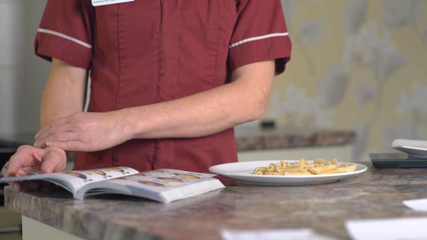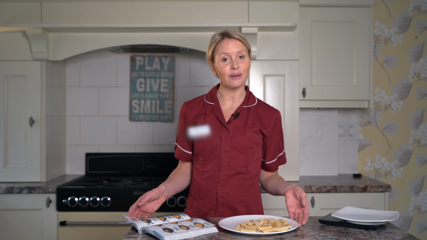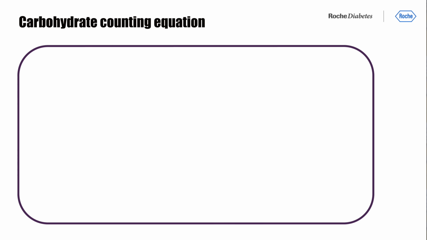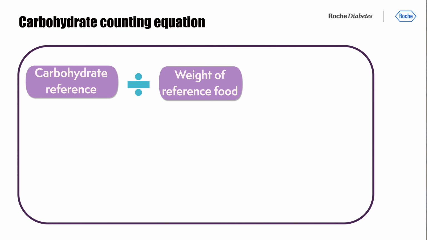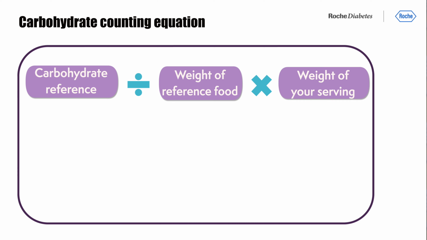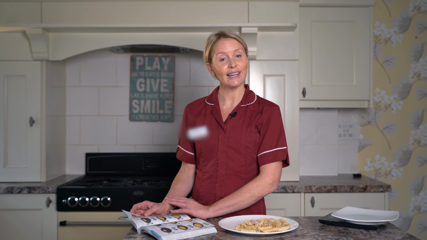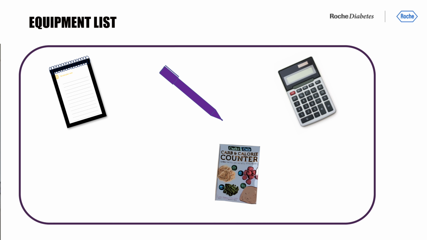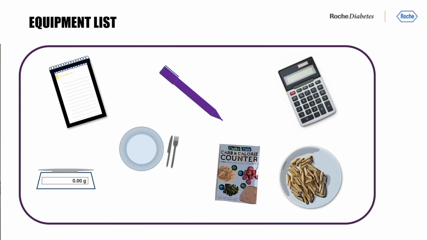If I wanted to be more accurate, I could weigh my pasta and calculate it using our equation. Here is the calculation. Carbohydrates in reference food divided by weight of reference food times by the weight of my serving. Here we need two bits of information from our carbohydrate reference guide. To do this calculation we need a calculator, a notepad and pen, the Carbs Cals book, some scales, a plate and also the food. Firstly, let's weigh the pasta.